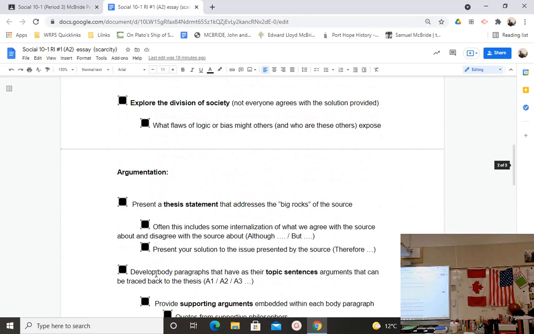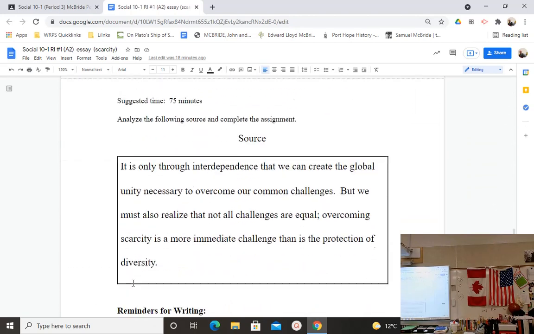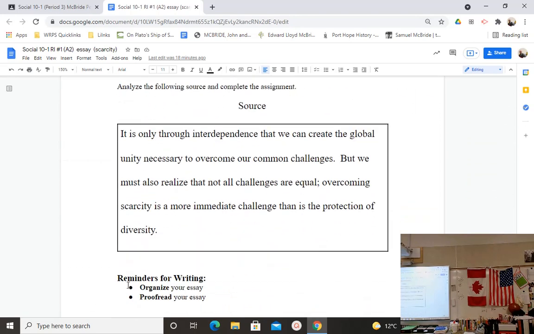So next up, when we look at a solution, we want to see if there's any key language on the page that highlights the solution. So what is the solution provided by this source? Yes? Global unity, right? So global unity is the solution. This is what we need. To get to global unity, how are we going to achieve that?